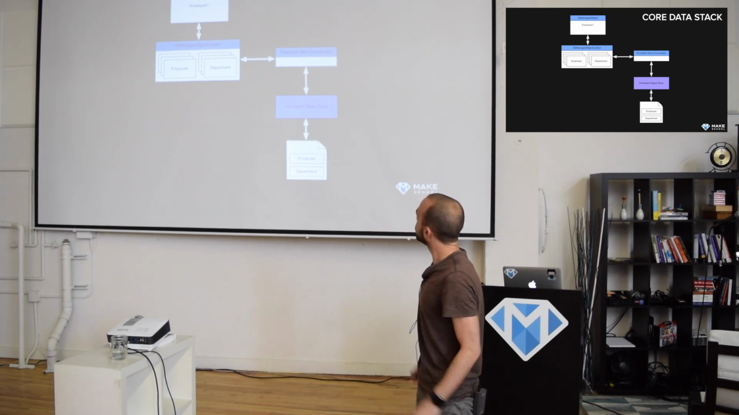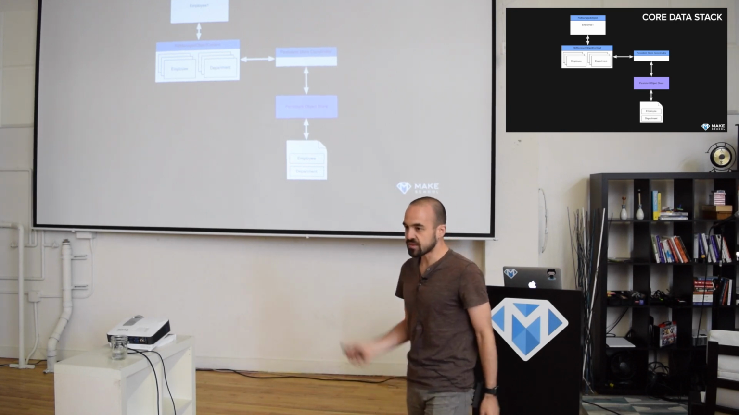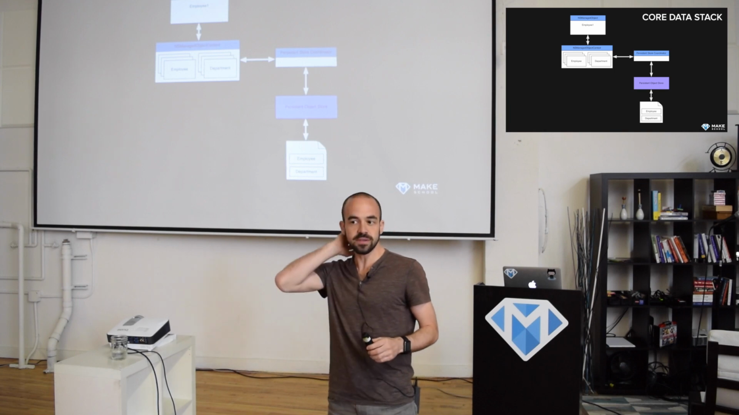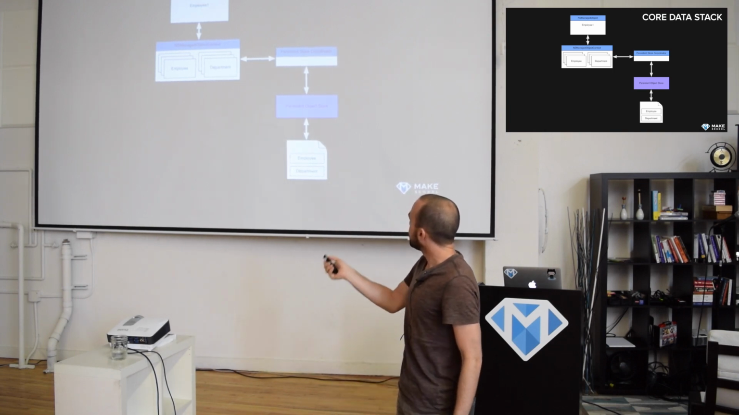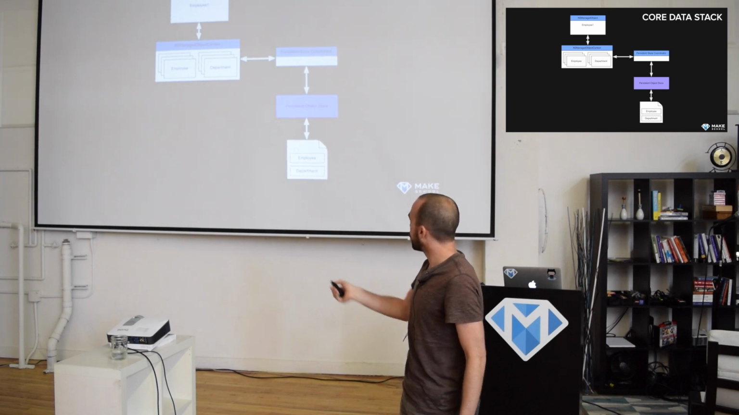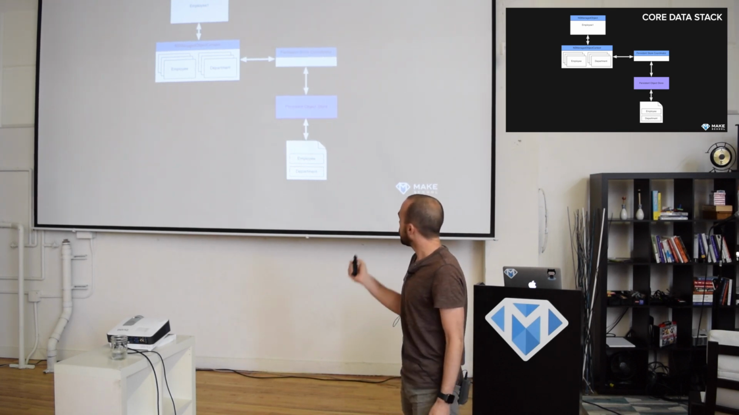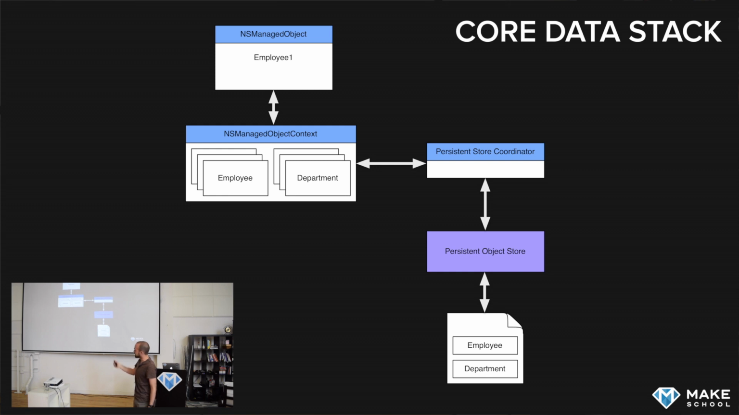This here is the Core Data stack. These are all the different parts that are involved in working with Core Data. But the focus is really on these two parts here at the top. These are the ones that you're going to work with the most. Let's start at the top with the NSManagedObject.